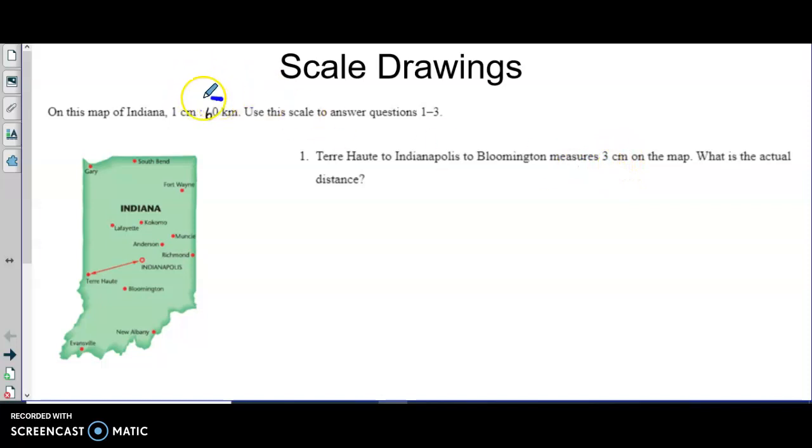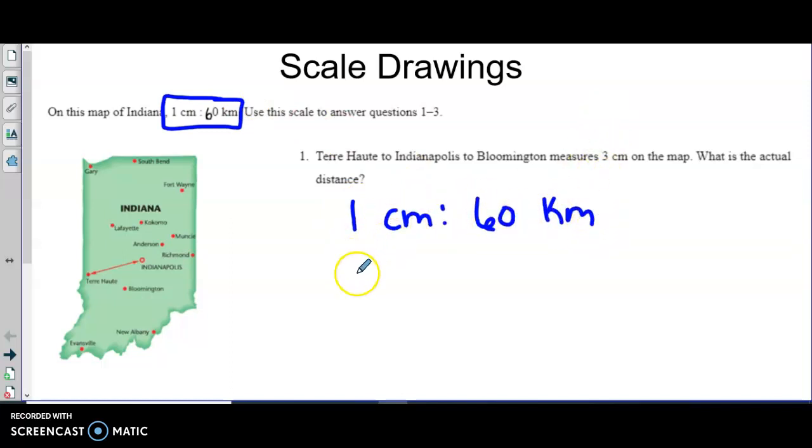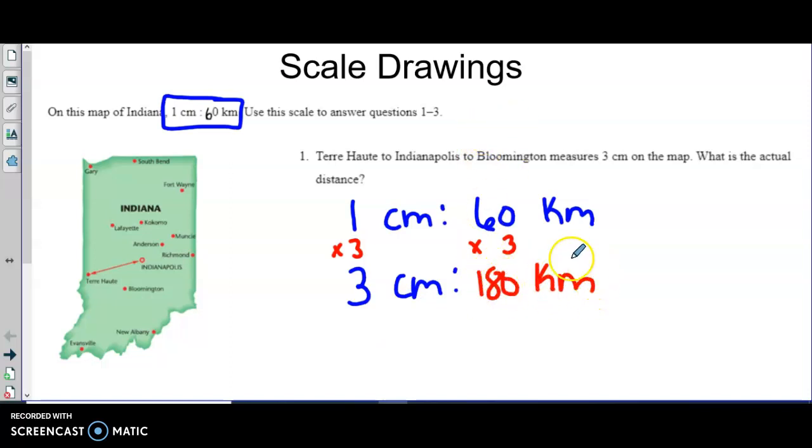So we just have to use our scale up here. It tells us for 1 centimeter, it's 60 kilometers. So if we want to know how much 3 centimeters is, we basically have to ask ourselves, what do we multiply by? In order to go from 1 to 3, we multiplied by 3. So over here, I need to also multiply by 3. And so 60 times 3 is 180 kilometers. So 180 would be your answer for this one.